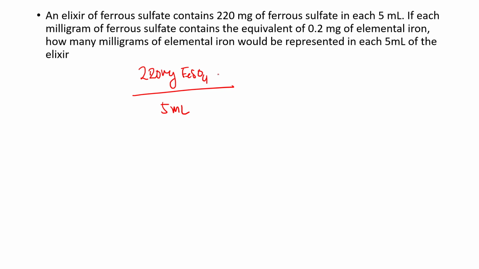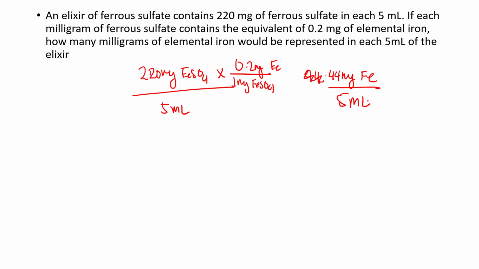So we don't need to actually use ratio and proportions for this one. We just need to convert ferrous sulfate into elemental iron. So 1 milligram of ferrous sulfate is equivalent to 0.2 milligrams of elemental iron. So that is actually 44. So ugly. 44 milligrams of iron per 5 ml. So this is what the question was actually asking.